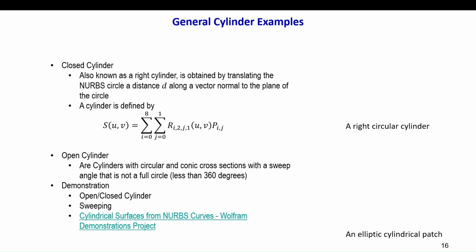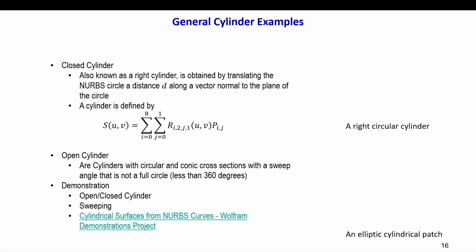With general cylinders, there are closed cylinders, also known as a right cylinder. This is obtained by translating the circle a distance along d, a vector normal to the plane of the circle. A cylinder is defined by the equation below.